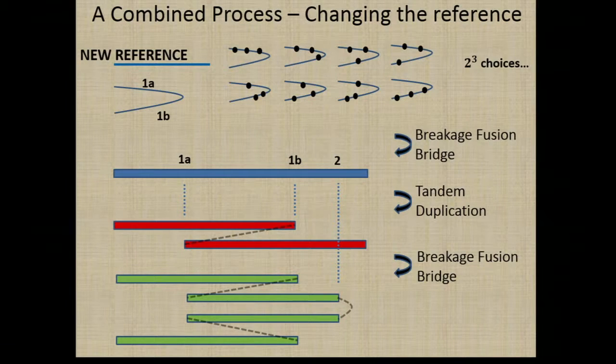And actually, when we think about all the different positions that we could place those 3 breakpoints, we get 2 to the power of 3 different structures. So there's 8 structures there. I say 2 to the power of 3 because the 3 is actually the number of breakpoints that occurred afterwards. We had 2 from the tandem duplication, 1 from the broken fusion bridge.